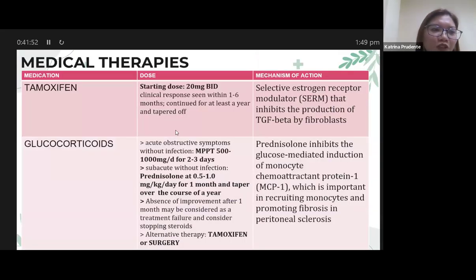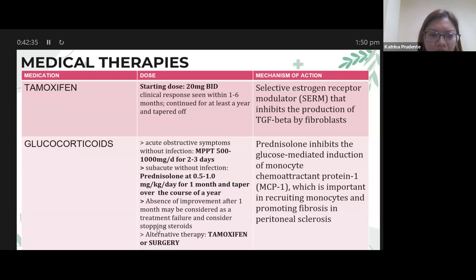For a short discussion on the medical therapies available, for tamoxifen, the recommended starting dose is 20 milligrams BID. You have to observe for clinical response within 1 to 6 months, and it should be continued for at least a year and then tapered off. It is a selective estrogen receptor modulator that inhibits the production of TGF-beta by fibroblasts. Glucocorticoids are also used. If without infection, you could opt to do pulsing with MPPT 500 to 1,000 for 2 to 3 days, or prednisolone at 0.5 to 1 milligram per kilogram per day for 1 month and taper off over a year.